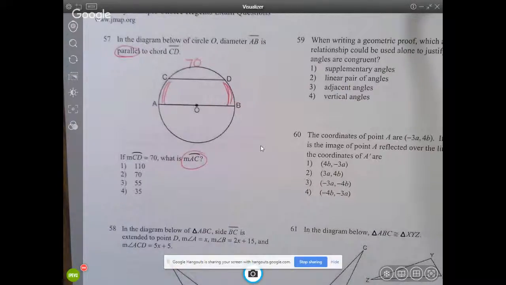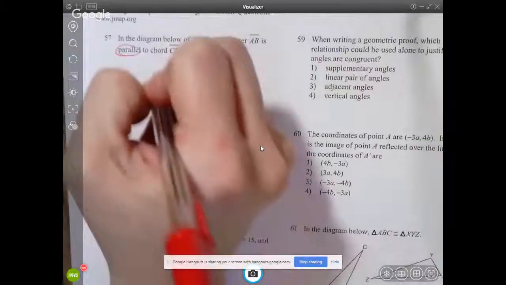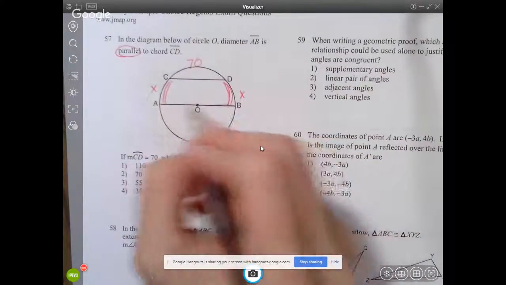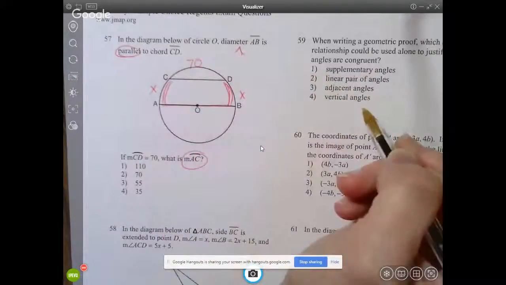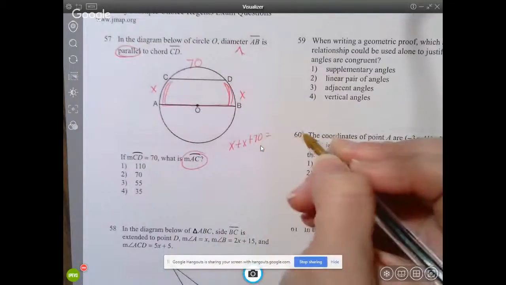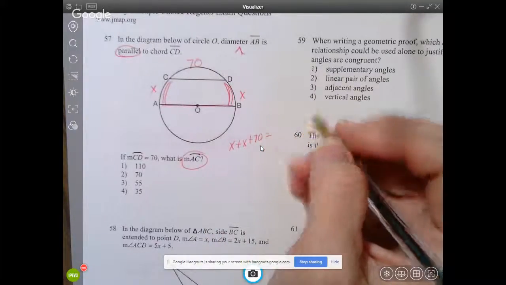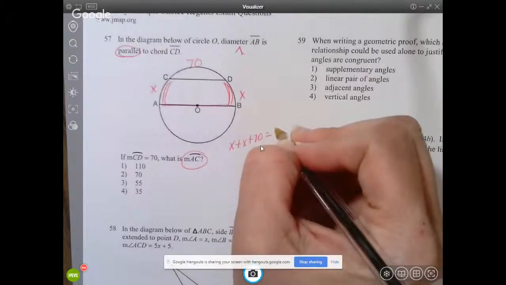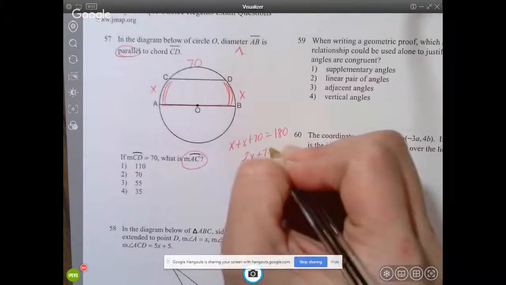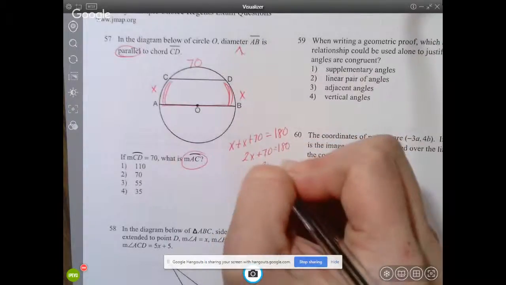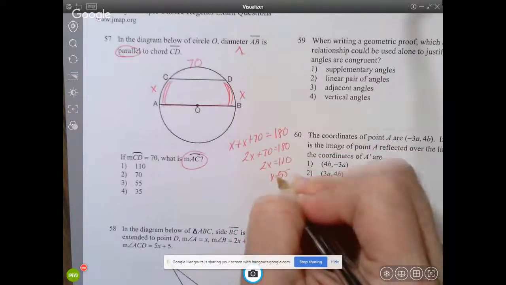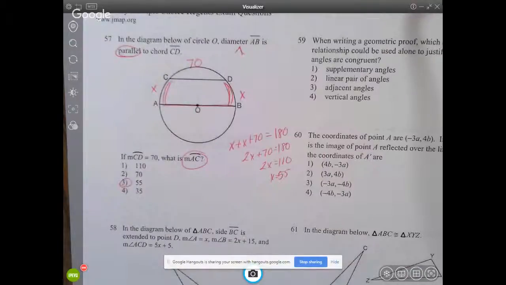So because those are the same, we're going to put X's there. Now we know that this is the diameter of the circle because it tells us diameter. So all we're going to do is x plus 70 equals how many degrees? How many degrees is in half of a circle? 180. 2x plus 70 is 180. Subtract 110. Divide, 55. So the answer is 3.